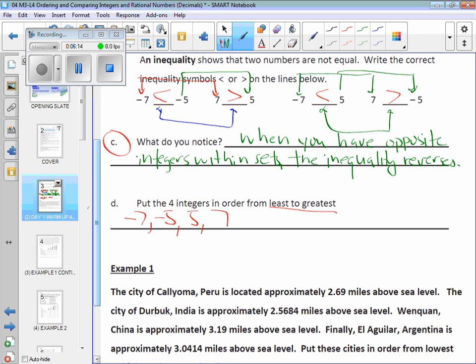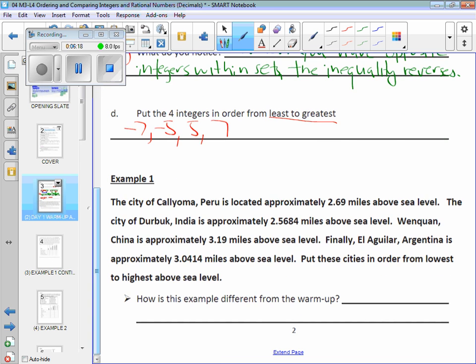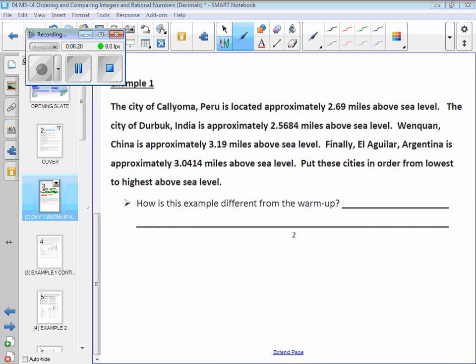Ready to move on to rational numbers? Yeah. Read example 1. What's the major difference between these numbers and the numbers we've been doing in lessons 1 through 3? Jack. Okay, and you took it a step further because you knew that decimals were rational numbers because I explained it to you already. But the fact that they have decimals is what makes them different.